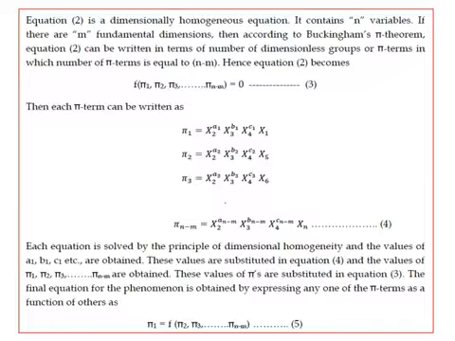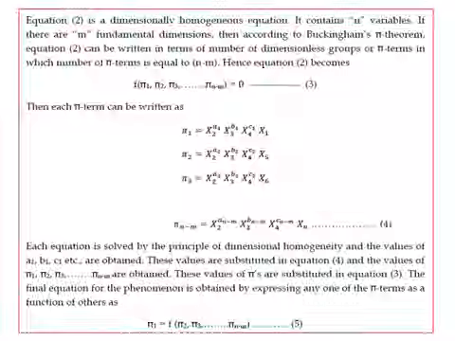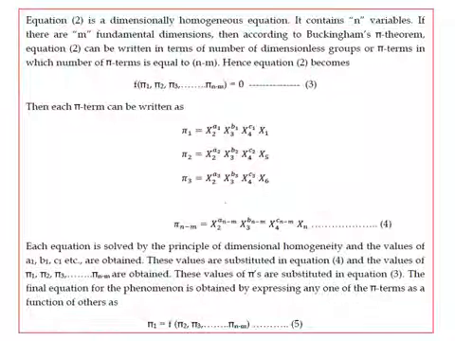So it is a function of pi 1 term, pi 2 term, pi 3 term to pi n minus m terms. That is why I told you that there are exactly n minus m dimensionless terms. Therefore the number of pi terms will be equal to n minus m. Each of the pi terms can be expressed in terms of the dependent variable and the independent variables.